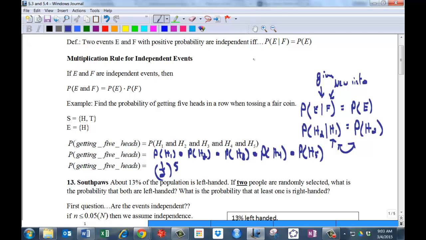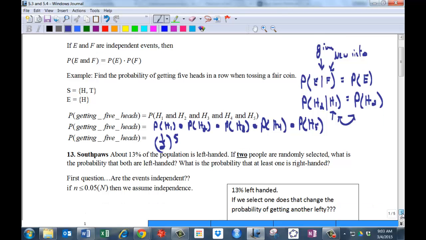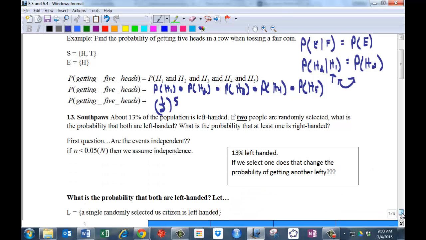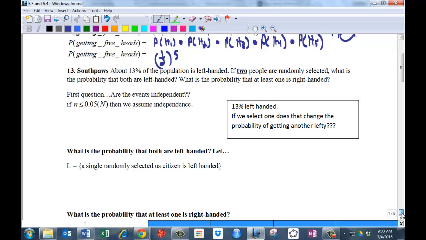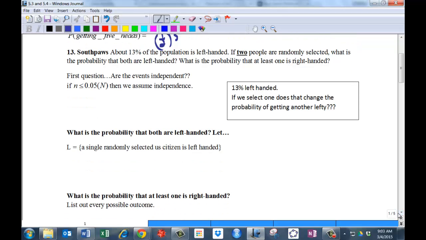All right, so let's scroll down a bit and take a look at another example. Okay, so 13% of the population is left-handed. If two people are randomly selected, what's the probability both are left-handed? What's the probability at least one is right-handed?